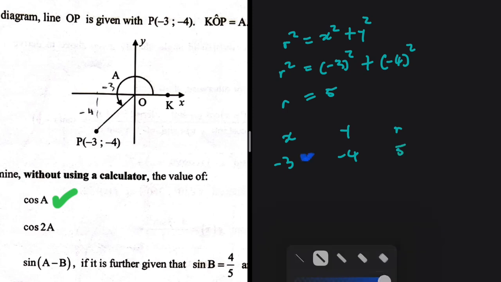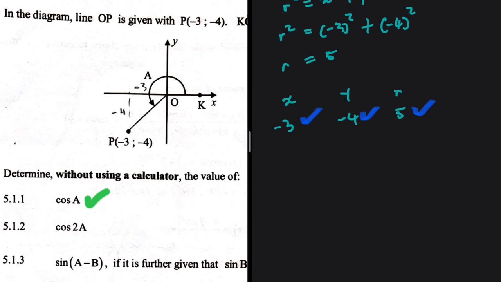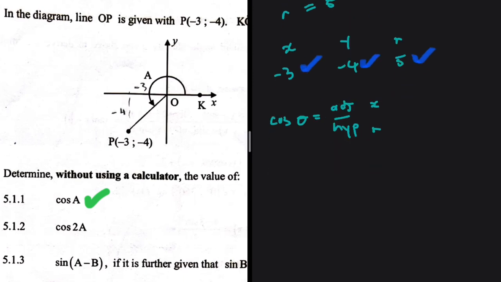Now let's go ahead and solve our equations. We are looking for cos of A. So cos of theta is equal to the adjacent over the hypotenuse, right? The adjacent is usually the X and the hypotenuse is R. So in this case of ours, we're going to have cos of A being equal to minus 3 over 5.